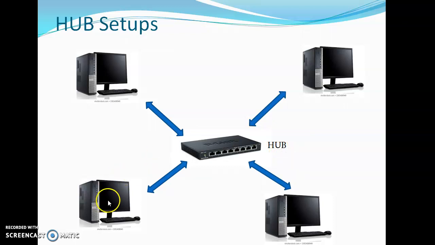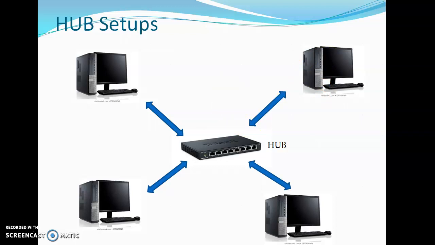That means when this machine wants to communicate with this machine, it will send a message to the hub, but your hub has no means to differentiate or to tell that the message is intended for this computer. So when the message reaches the hub, it will send the message to all the devices that are directly connected to it. The message will be sent to this, and likewise to these devices. So in this case, there will be a lot of traffic in all directions.